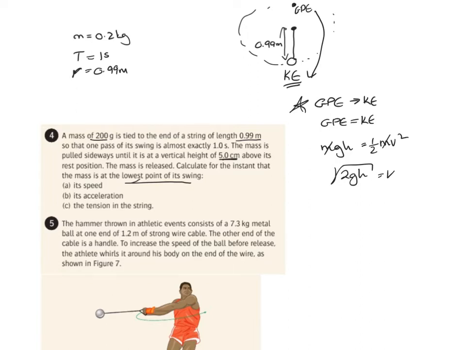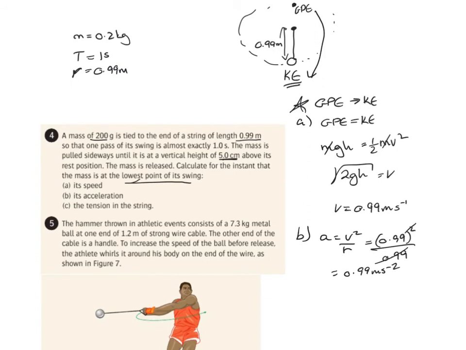So the speed will come about 0.99 meters per second. And then you are asked to calculate its acceleration. Now in this case, because we have circular motion, the acceleration would be a is equal to v squared over r. We already calculated the speed to be 0.99, and the radius is 0.99, so we cancel that out, so that should be 0.99 meters per second squared.